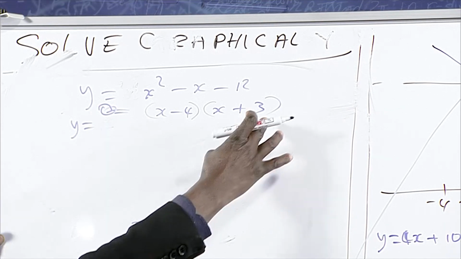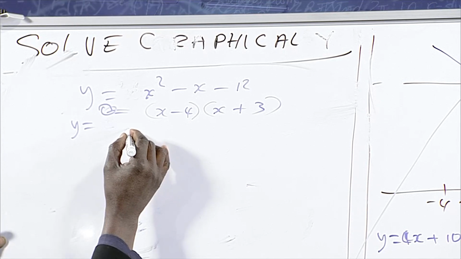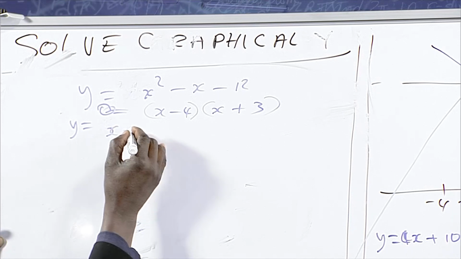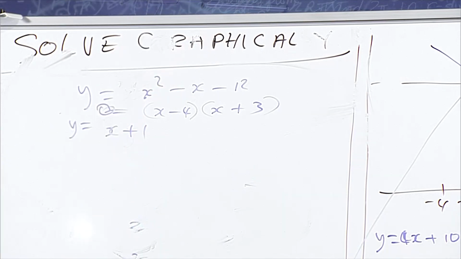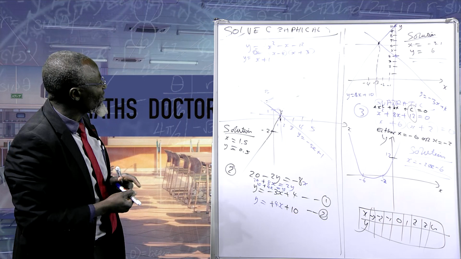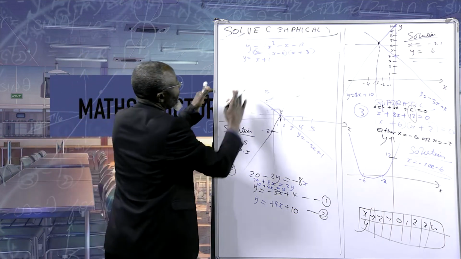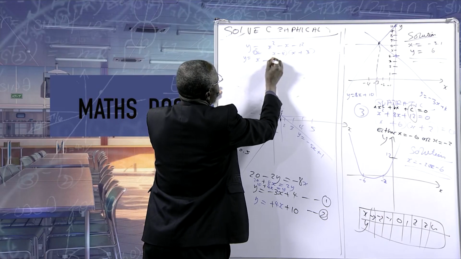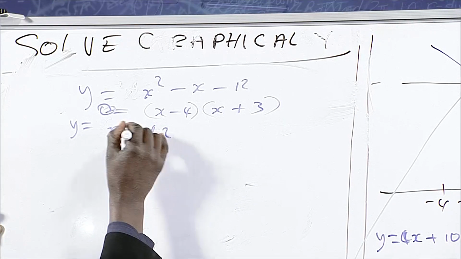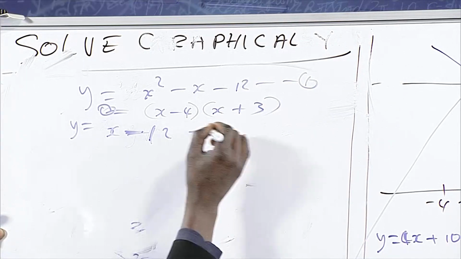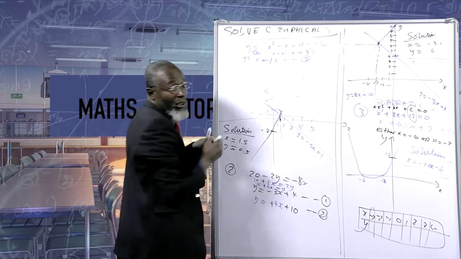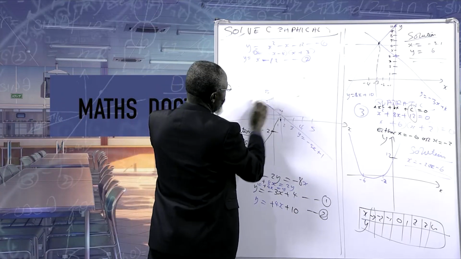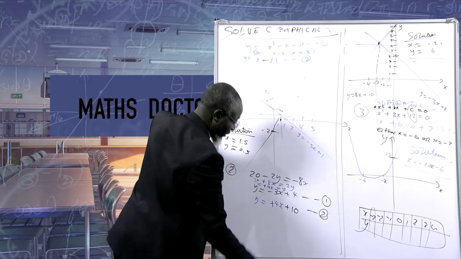And then it means they'll cut at 3 and 4, and then I can say maybe y is equal to, let's say, x plus 1, so that it goes that way. I can say x plus 12. Sorry, let me put minus 12. So these two equations are these ones, 1 and 2. Let me quickly draw those graphs and show you how we obtain the solutions on the two equations.